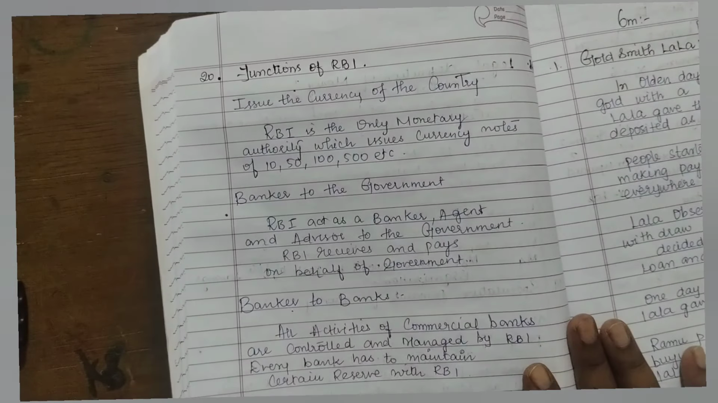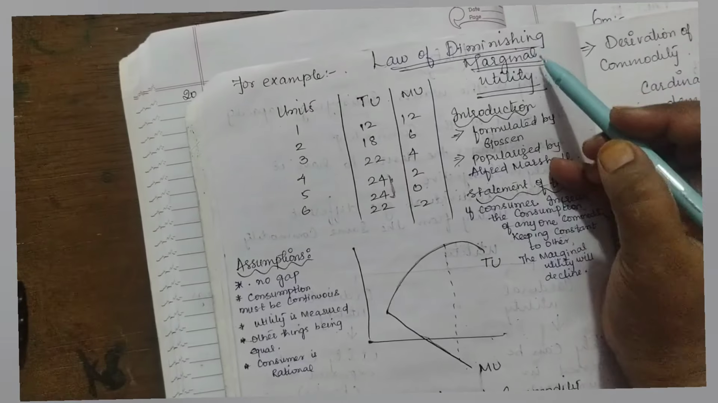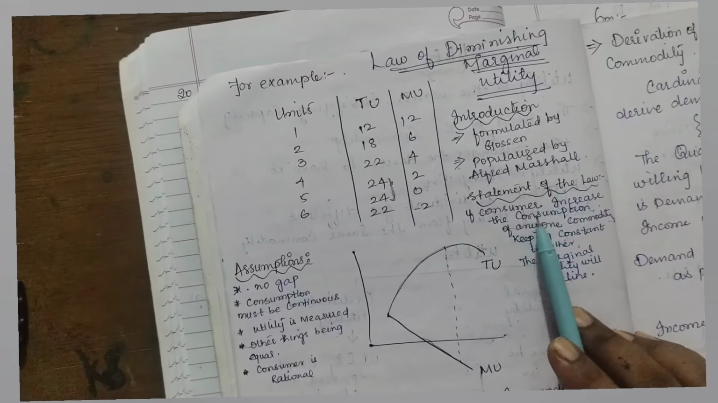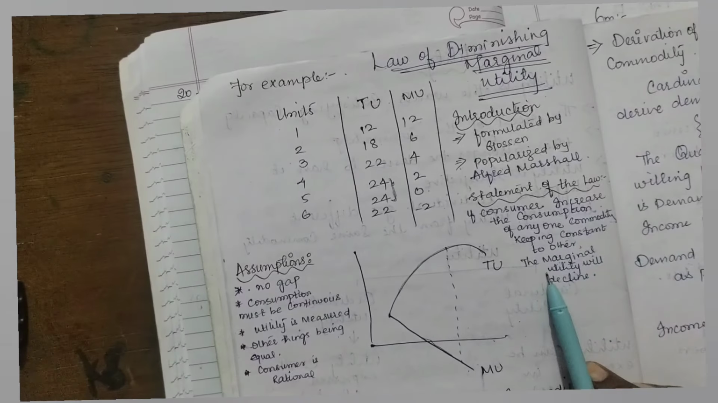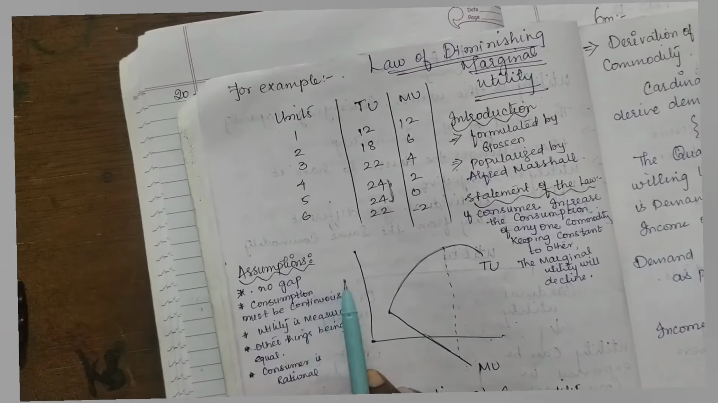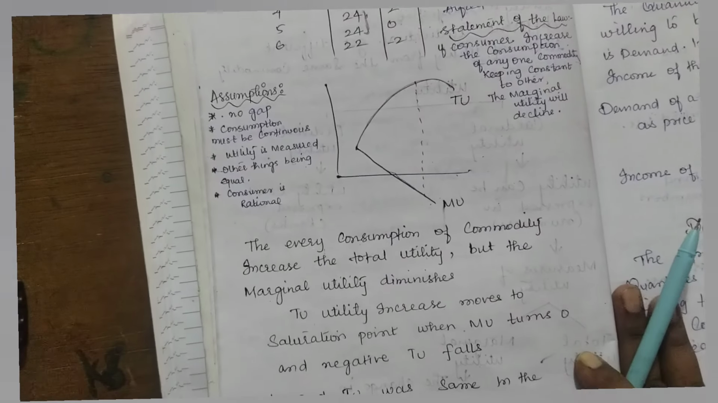Now we'll start with 6 marks. The first 6 marks question is the law of diminishing marginal utility. It was formulated by Gossen and popularized by Alfred Marshall. If a consumer increases the consumption of any one commodity, keeping other things constant, the marginal utility will decrease while the total utility will increase. Assumptions: no gap, consumption must be continuous, utility is measurable, other things being equal, and the consumer is rational.